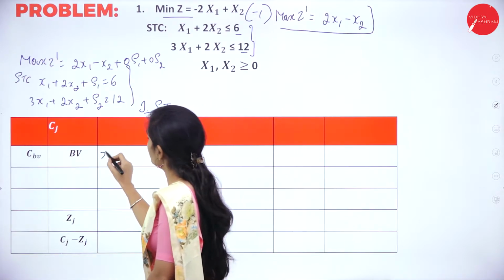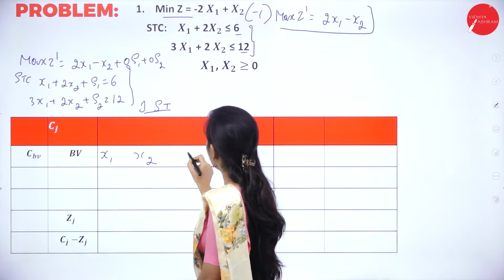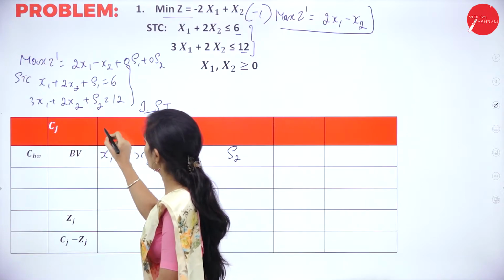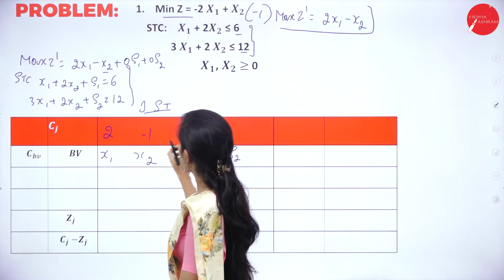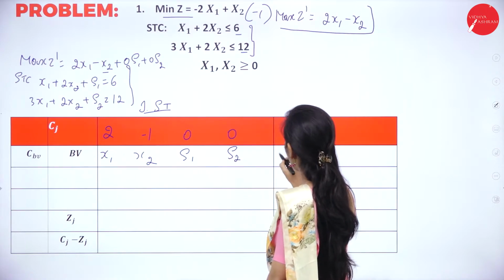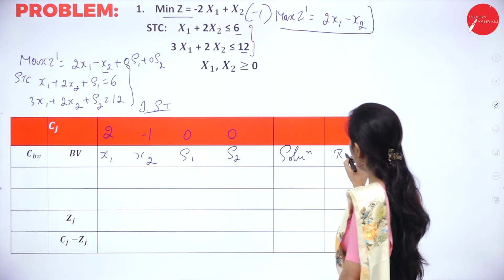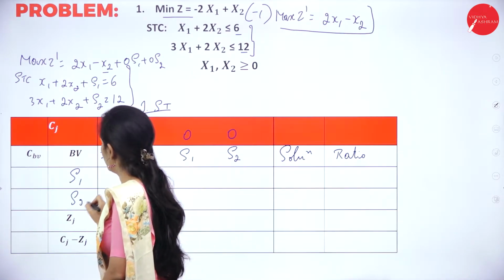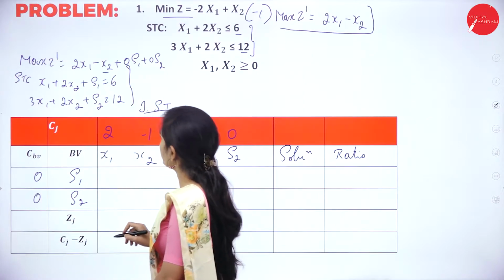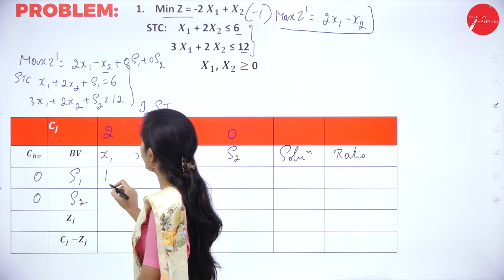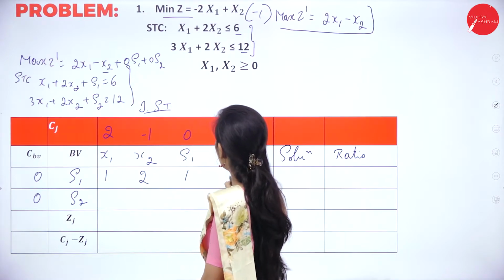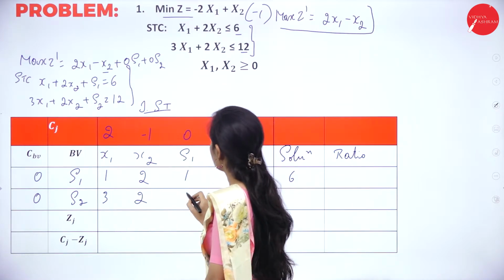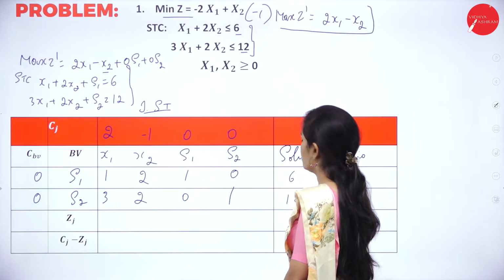Write all the variables x1, x2, s1, s2. The coefficient of x1 is 2, x2 is minus 1, s1 is 0, s2 is 0. We have to find the solution and ratio again. The basic variables are s1 and s2 with 0 coefficient. Write the coefficients for equation number 1: 1, 2, 1 and 0, with 6; and for equation number 2: 3, 2, 0, 1, with 12.